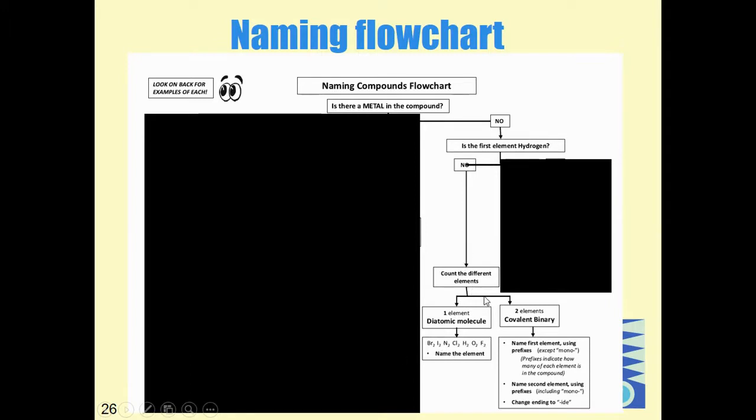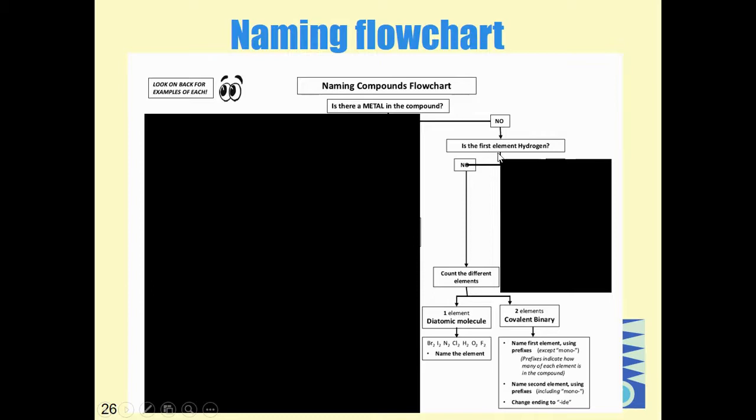If you have more than 1 element, in other words, 2 elements or more, that's called covalent binary, and you're going to name the first element first using prefixes with the exception of mono, and then you're going to name the second element using prefixes and change the ending to "ide."